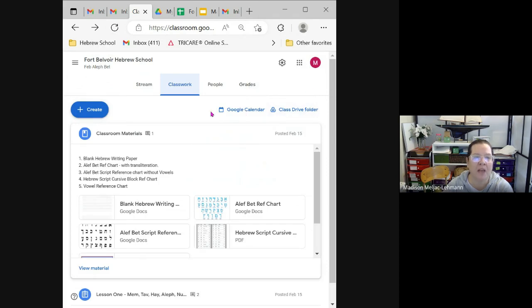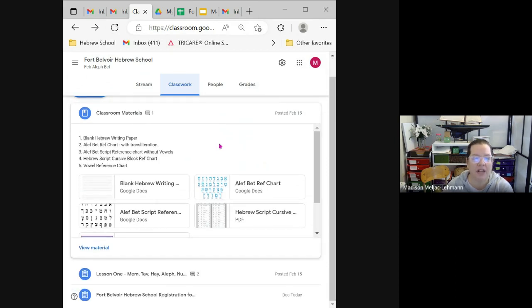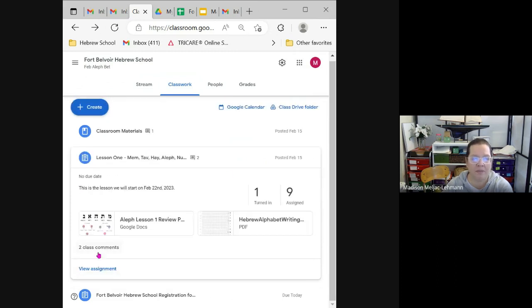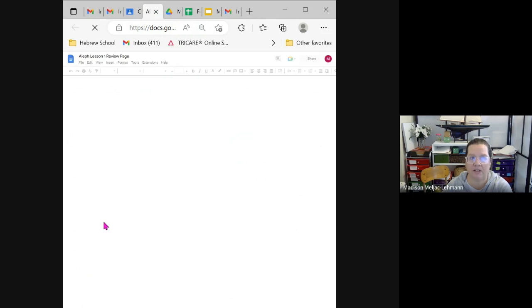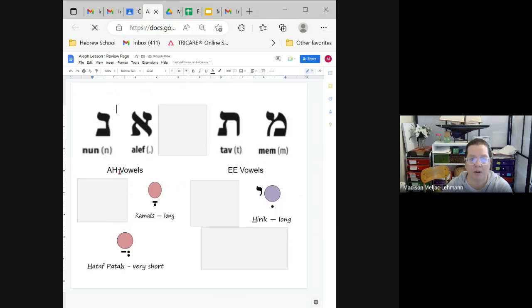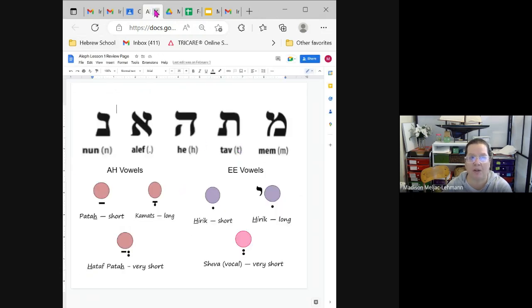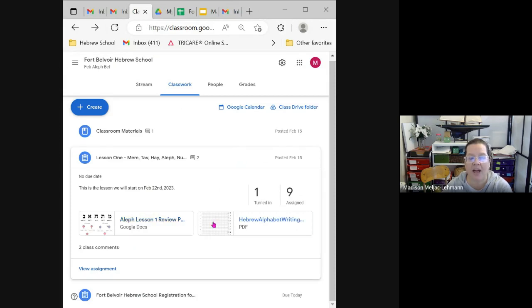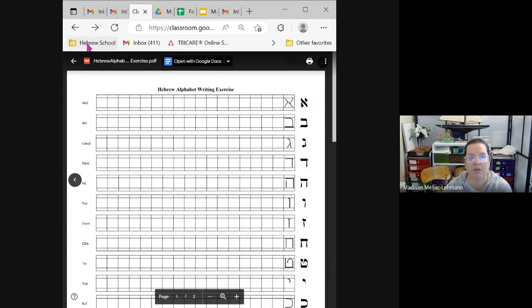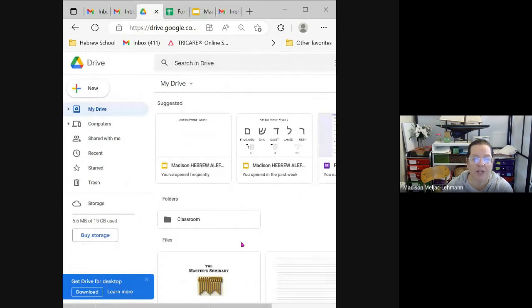Okay, now, if you hit the classwork, every week, you see down here, it says lesson 1. Lesson 1 will be posted. You'll have your summary slide posted there, which is the one that you may want to print out just to summarize what we went through. And then, for this week only, you have the Hebrew writing paper. Next week, you're going to have the summary slide 2, and you're going to have the Hebrew paper.